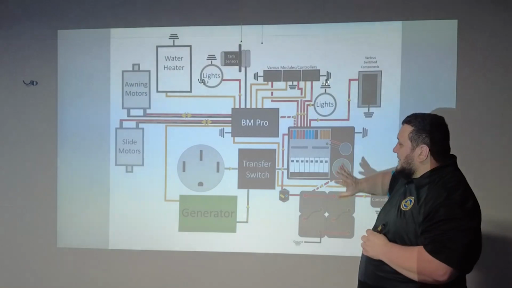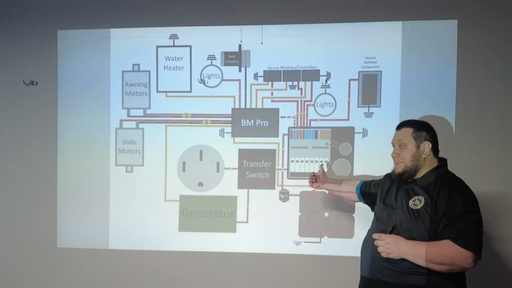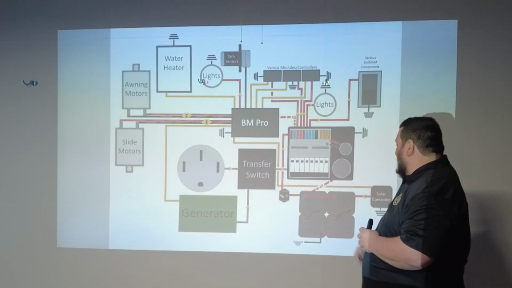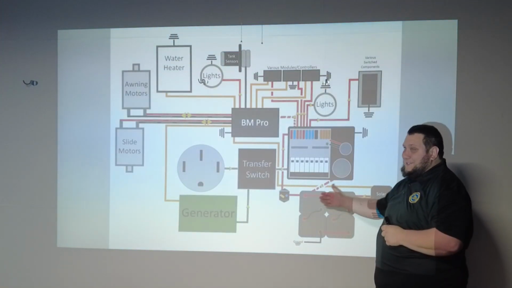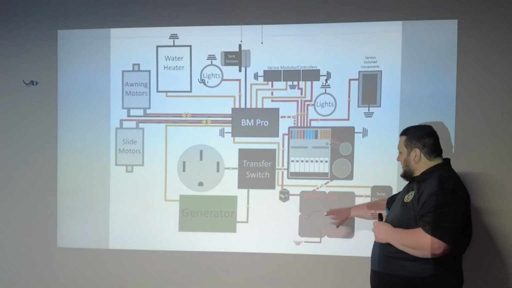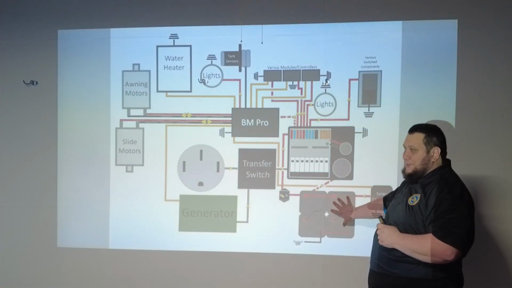This is a rough mock-up I made of the electrical system for a Pinnacle. So we'll start down here at the very bottom. We've got our batteries. They're going to be hooked up one way or the other so that you've got 12 volt power going to the rest of your unit.